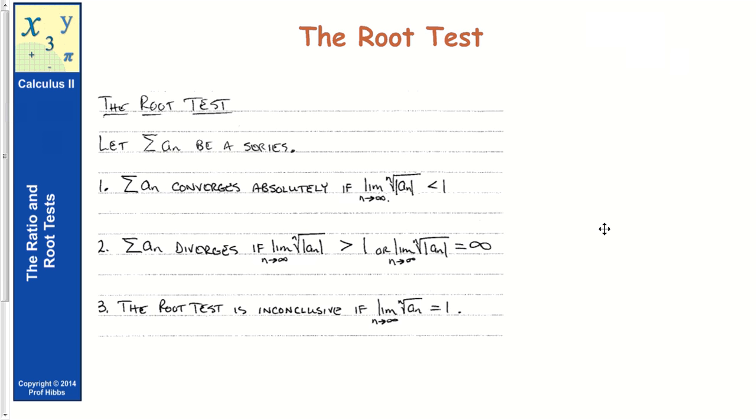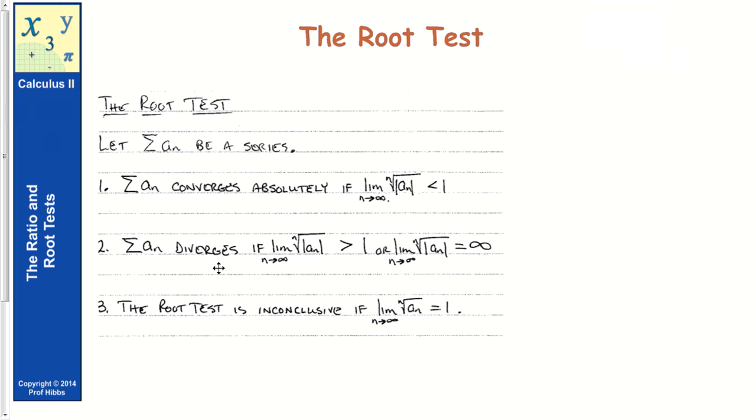Three situations. One, the series converges absolutely if the limit of the nth root of the absolute value of the terms is less than 1. The nth root of the absolute value of the a sub n's, the limit of those expressions is less than 1. So we know when it converges, and converges absolutely. We'll address that again in a moment.